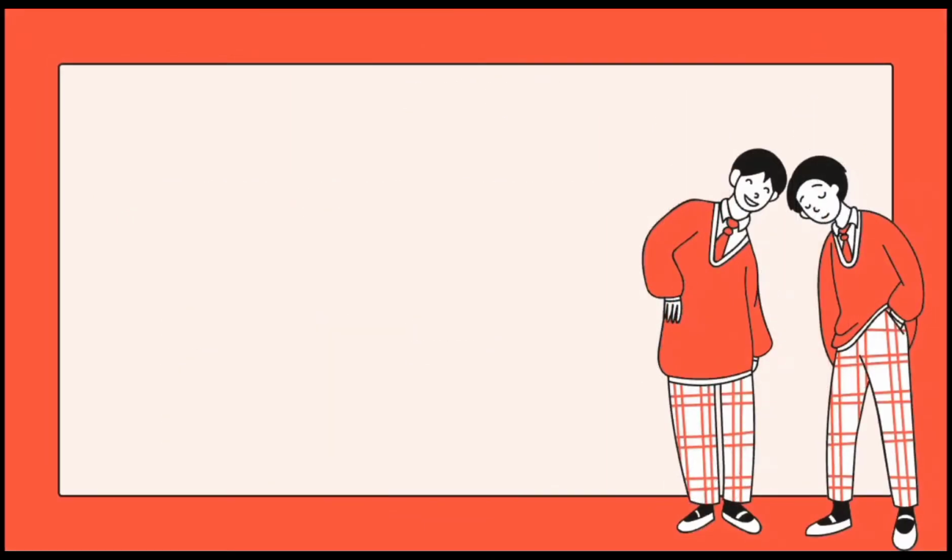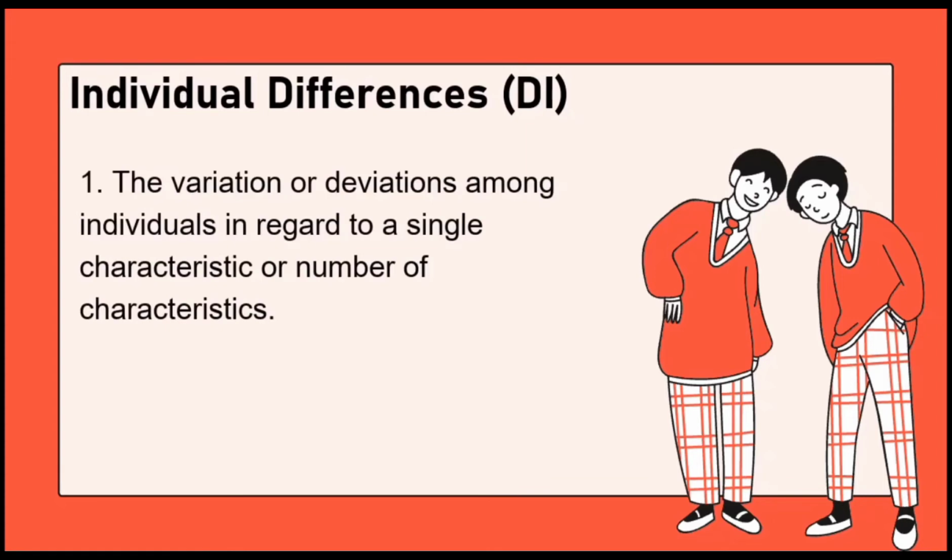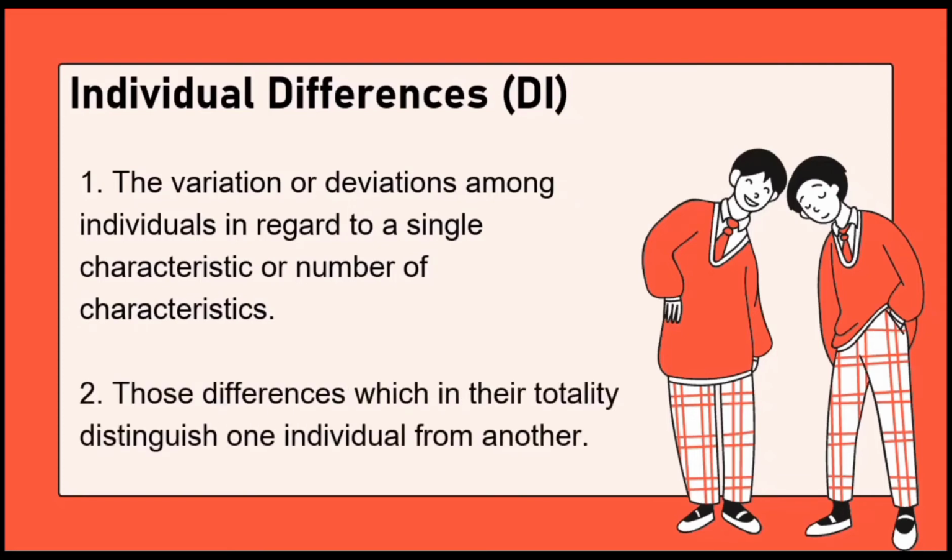In order to justify the need to have differentiated instruction in education, we need to first understand and define what individual differences, or ID, are. So ID stands for the variation or deviation among individuals with regard to a single characteristic or a number of characteristics. IDs are those differences which in their totality distinguish one individual from another. So we can say that individual differences are the differences among humans that distinguish or separate them from one another and make one a single unique individual.